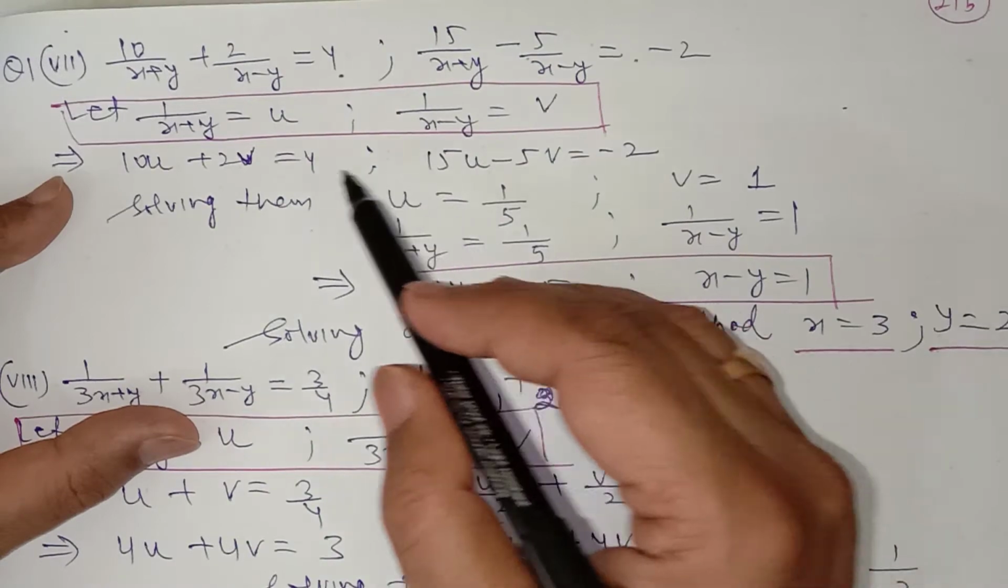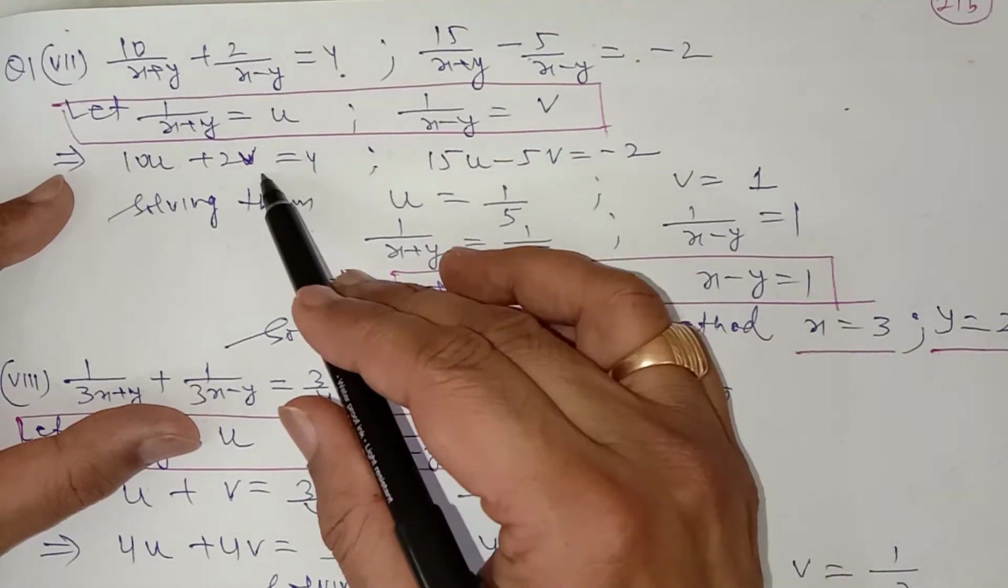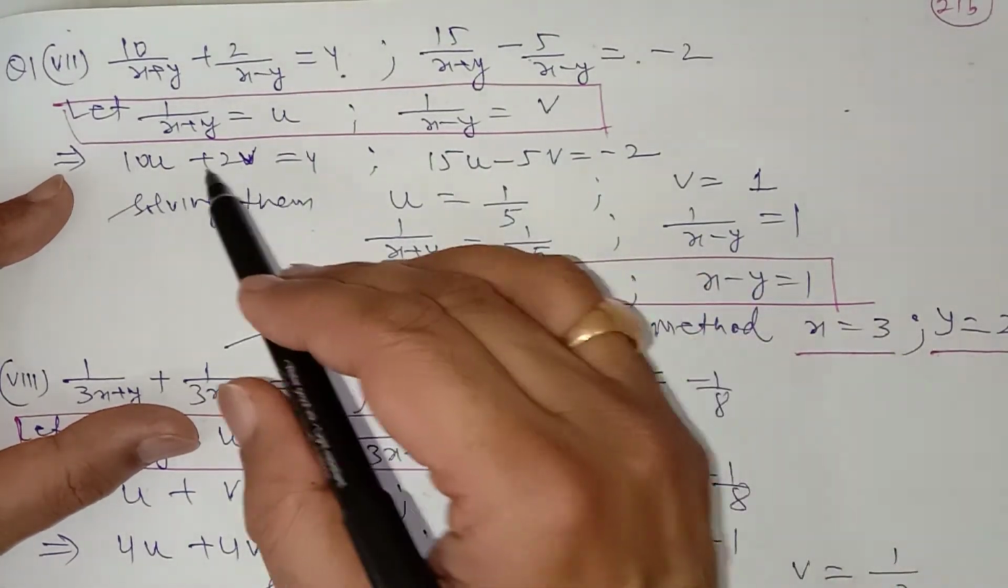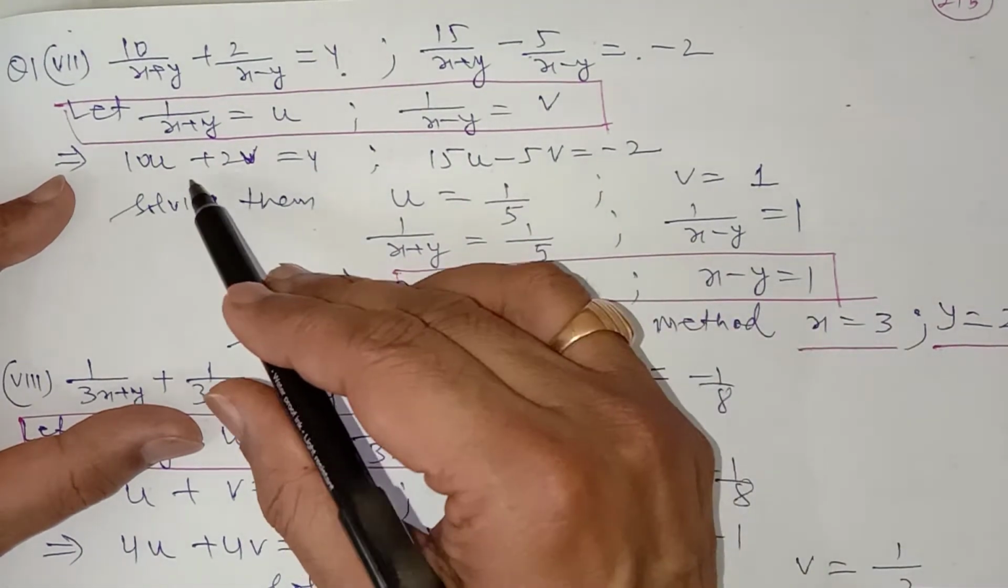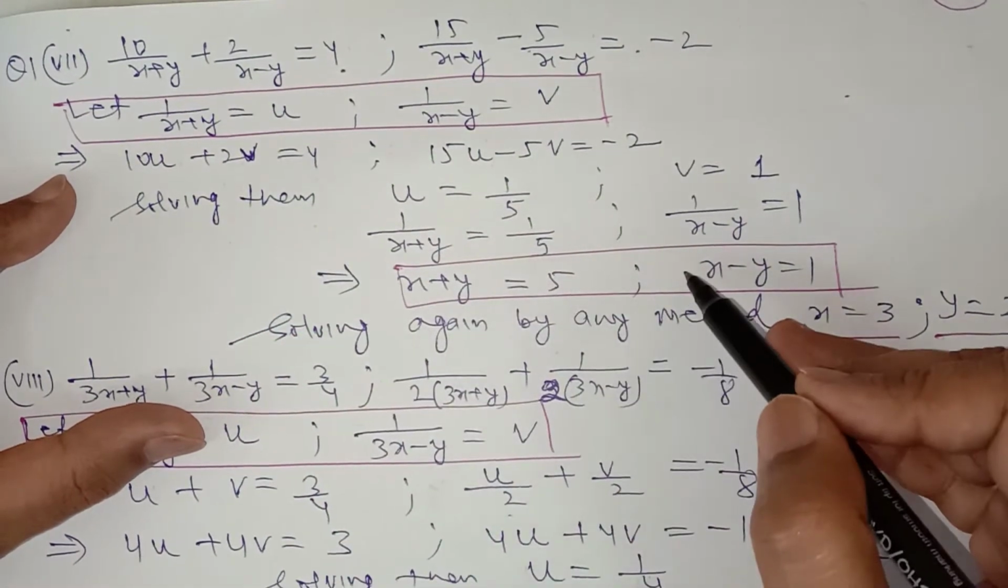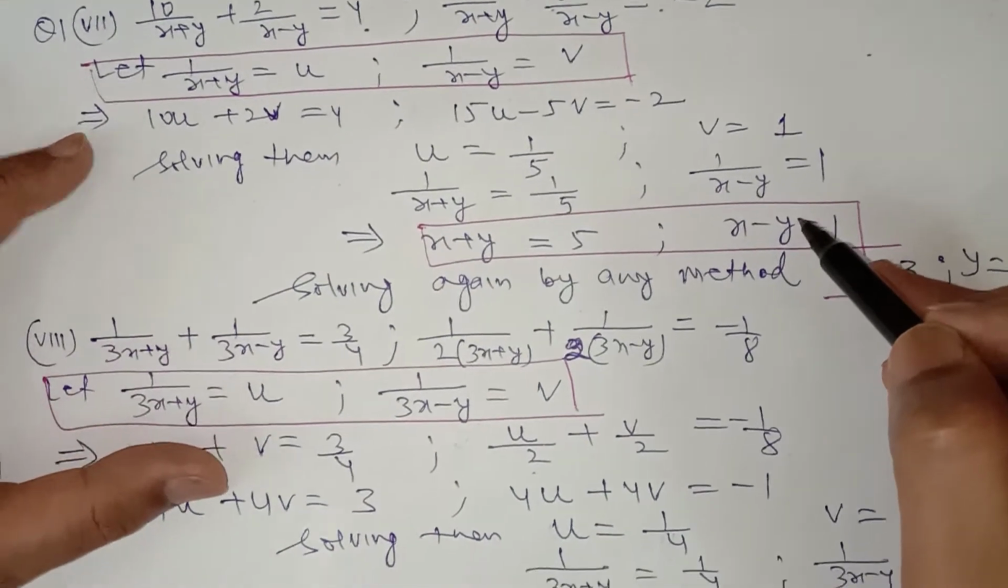You have to solve the simultaneous equations two times, one time here, one time here. Here is the linear equation in two variables in terms of u and v. Here is the linear equation in two variables in terms of x and y.